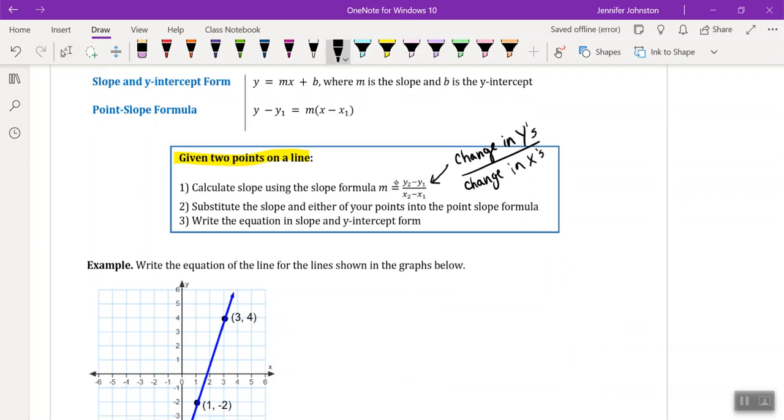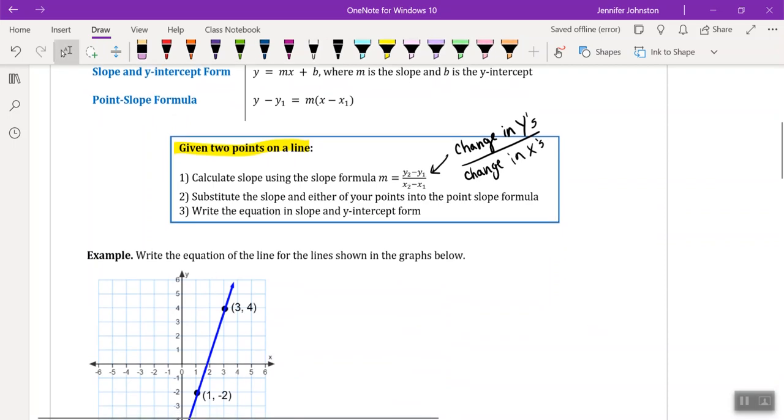But anyways, so we got y2 minus y1 over x2 minus x1. We're going to substitute the slope into either of the points. So we're going to figure out the slope first at step 1. And then step 2, we're going to sub in a point and the slope. You're going to pick any point you like, whichever point you like more, sub it into your point slope form, and then write the equation in the slope and y-intercept form.